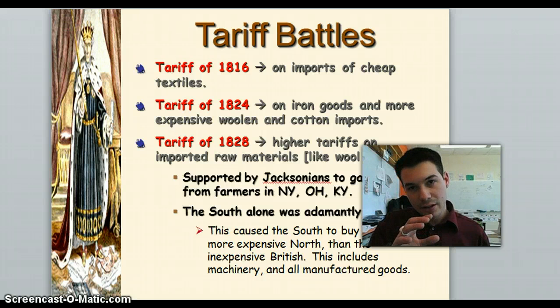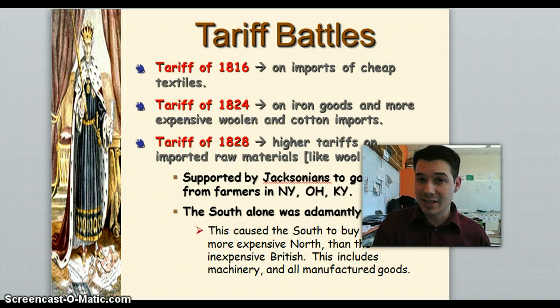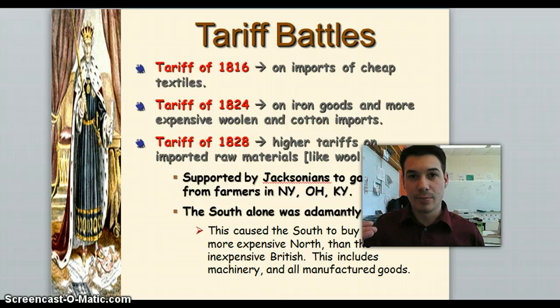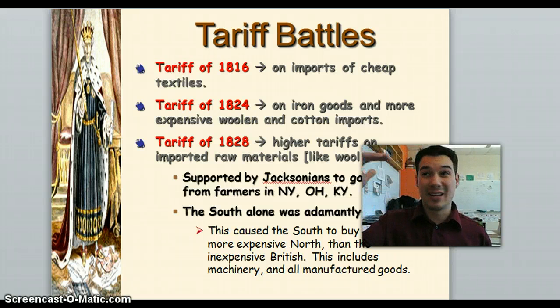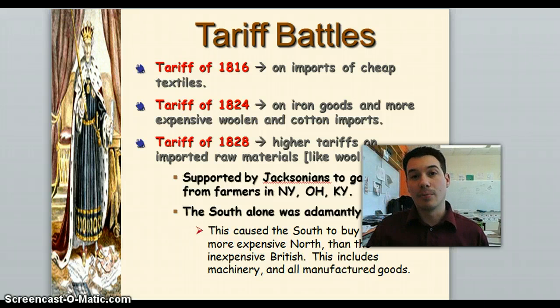Now, this was supported by the Jacksonians, which are people that followed Andrew Jackson to gain votes. The South, though, was adamantly against it. A lot of it's because, like discussed earlier, now the tariff forces them to buy the expensive goods from the North. Because with the tariff, over 25% duty and sometimes more, it made those inexpensive imported goods go up past, and maybe cost even more than, those expensive goods. So they had to buy from the North. The South did not like that.